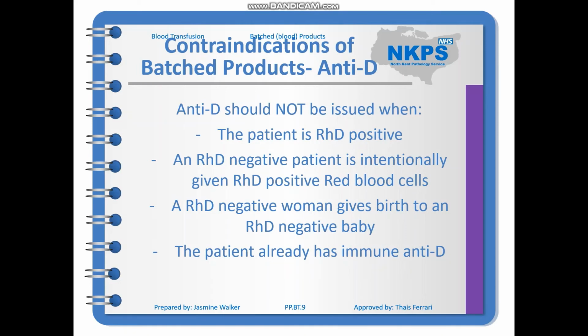The next one is if an RHD negative woman gives birth to an RHD negative baby, or if at any point during the woman's pregnancy the fetus has genotyping that shows that they're RHD negative. If the baby doesn't have the D antigen on their red blood cells, then there's no point in giving the patient prophylactic anti-D. It's a waste of time. And finally, if the patient already has immune anti-D, then giving them the prophylactic anti-D is not going to make any difference.